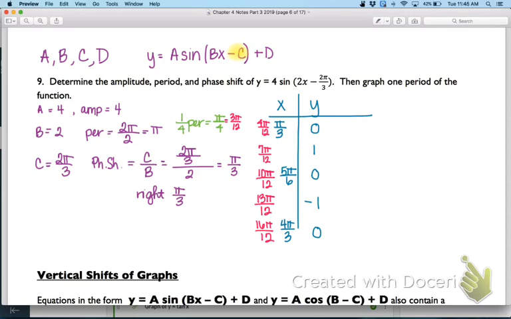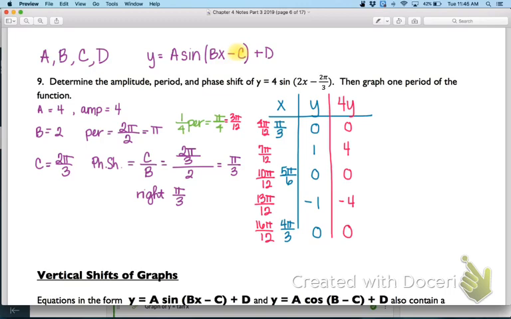So the last thing then that we need to take into account is the amplitude. The amplitude is going to magnify my y values, so I'm going to take all my y values and multiply them by a, which is 4. So 0 times 4 is 0. 1 times 4 is 4, then we get a 0 again, and then a -4, and then a 0 again.